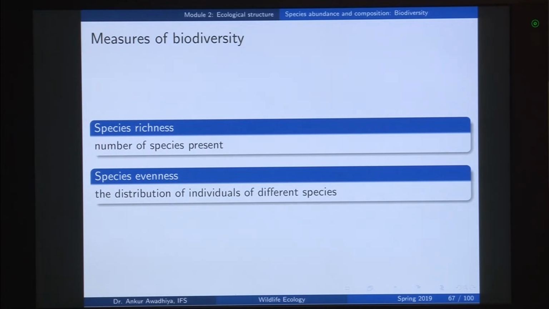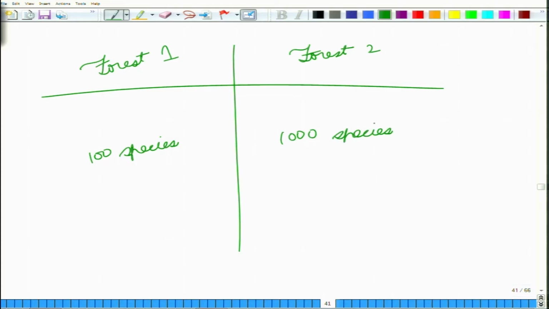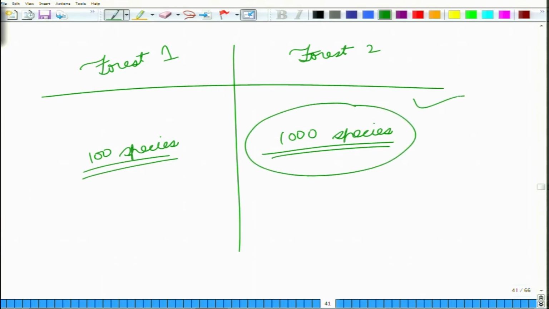Now, species biodiversity also asks two questions. One, what is the number of species that are present in your area, and two, what is the distribution of individuals of different species. Now, what do we mean by that? The first one is simple. Species richness is the number of species present in an area. So, consider two forests. So, you have this forest 1 and you have forest 2. Now, say forest 1 has a total of 100 species and forest 2 has say 1000 species. Now, species richness asks the question how many species are present. So, in this case you have 1000 species, here you have 100 species. So, we will say that forest 2 is much more biodiverse as compared to forest 1. So, that is species richness.